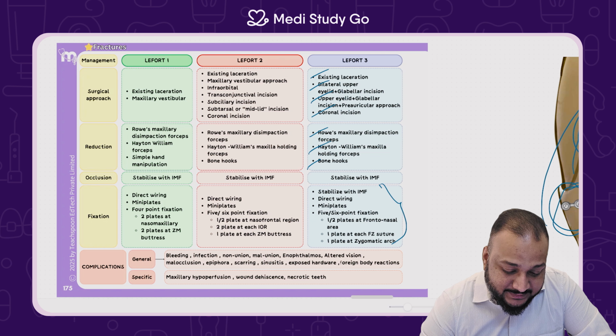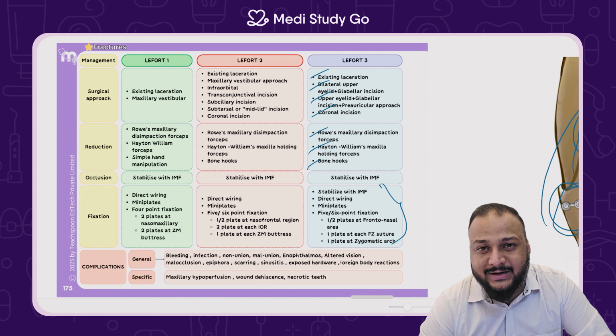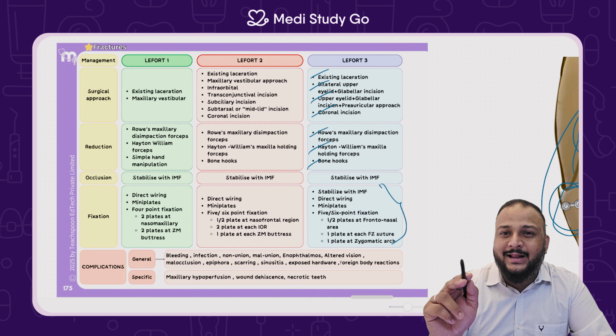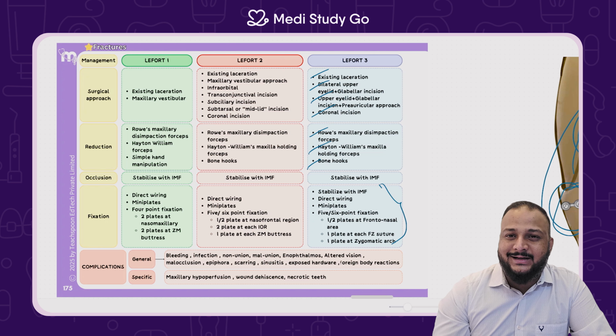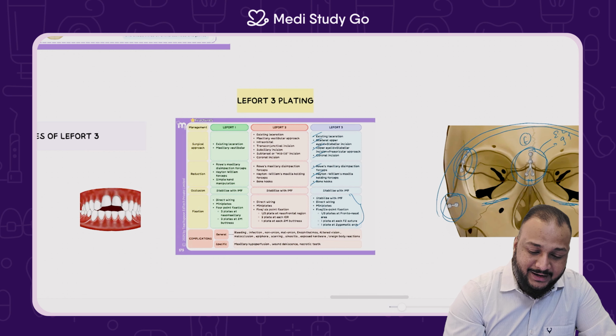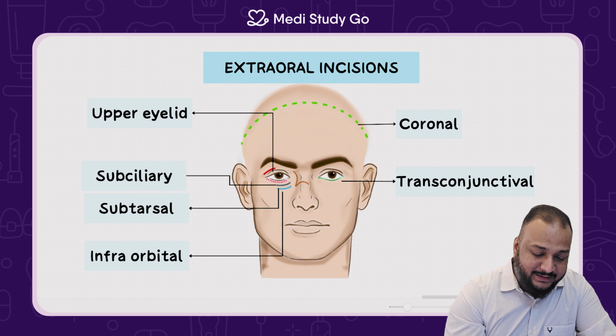Fixation I've already explained. You have to use 1.5 mm or 2 mm system plates that are pink or blue in color, and the length of the screws should not exceed 10 millimeters so that they do not enter any vital structures. Now it's time to go through a basic revision.